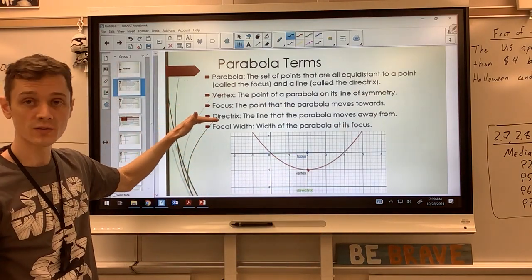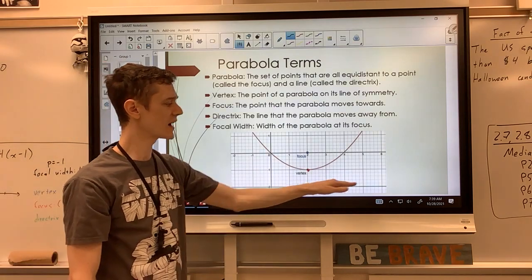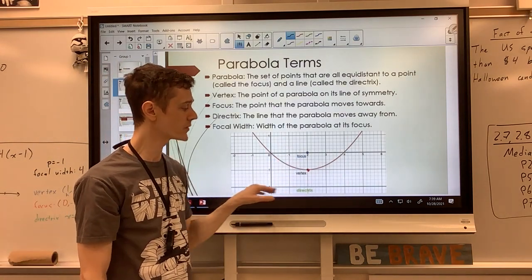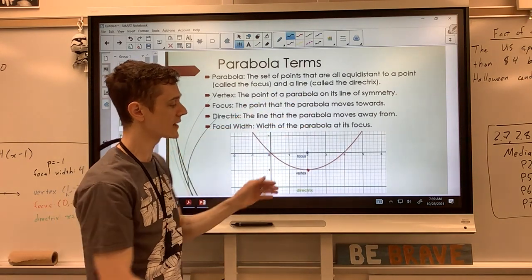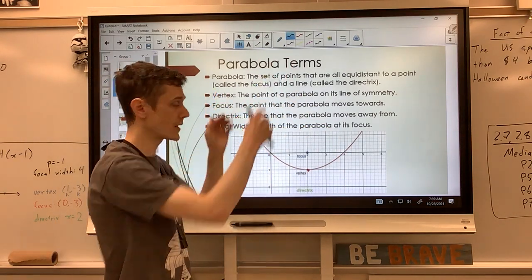Another important component is called the directrix. The directrix is a line kind of like an asymptote. The graph itself is always going to avoid that line. So wherever your directrix is, you can also use that to say that the parabola opens away from that direction.